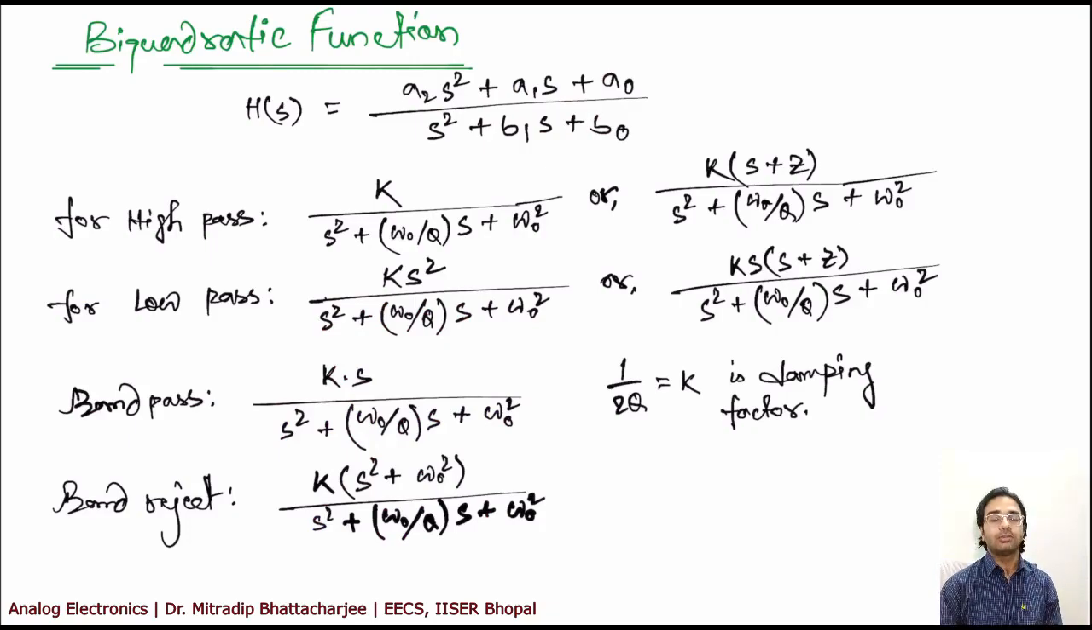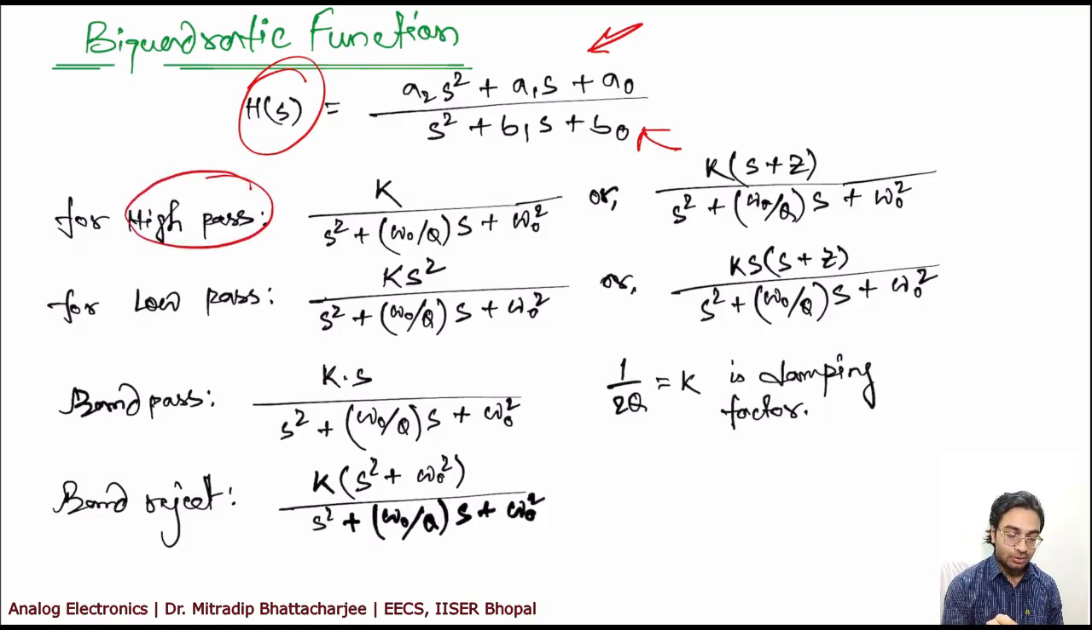Now we also use biquadratic function. Now what does that mean? So your transfer function can be written as similar to this: a2s square plus a1s plus a0 divided by s square plus b1s plus b0. This is a general form of a transfer function. Now for high pass filter, the transfer function should look something like this: k divided by s square plus omega 0 by q into s plus omega 0 square. Okay, what is q? Q is known as quality factor.